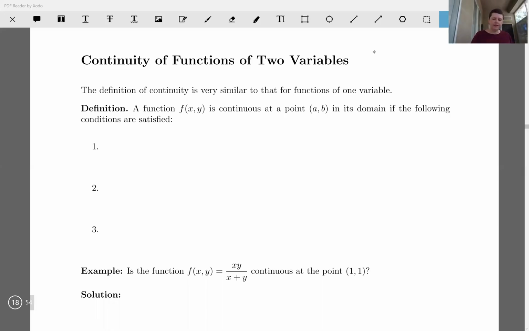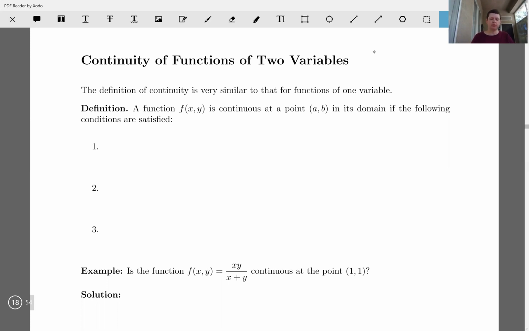All right, so in this video, we're going to talk about continuity of functions of two variables, and we're also going to briefly talk about limits for functions of three variables. It's so brief, I can't put it in its own video, otherwise it'll be like a 30-second video. The definition of continuity for functions of two or three variables is very similar to that for functions of one variable.